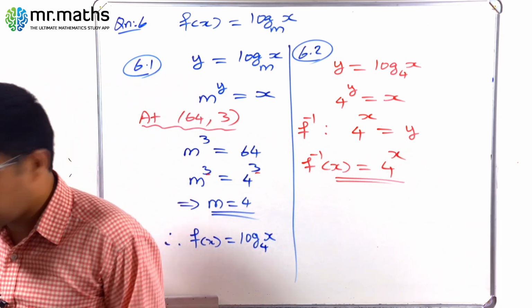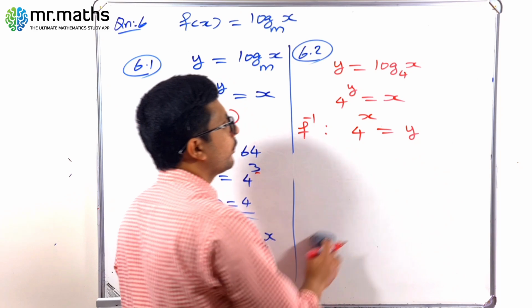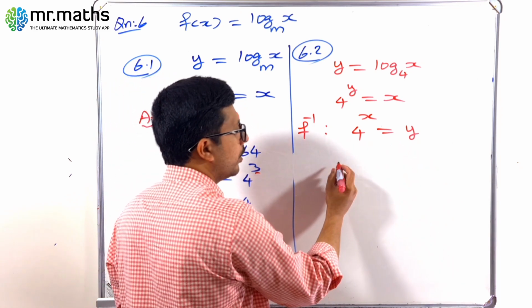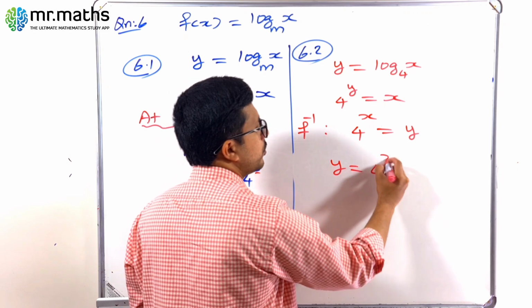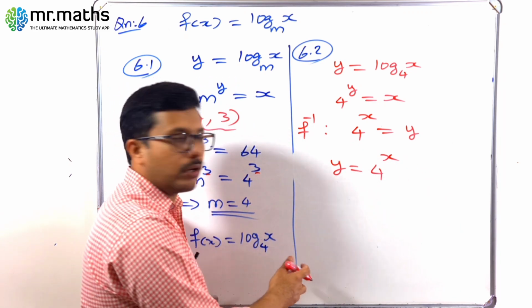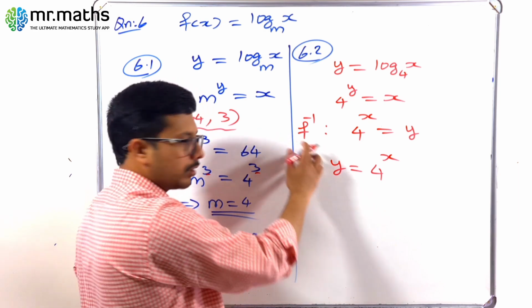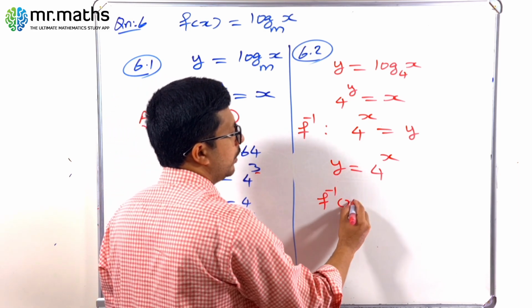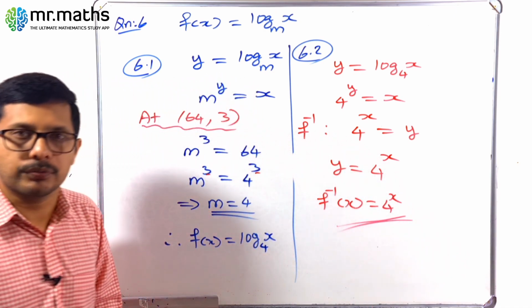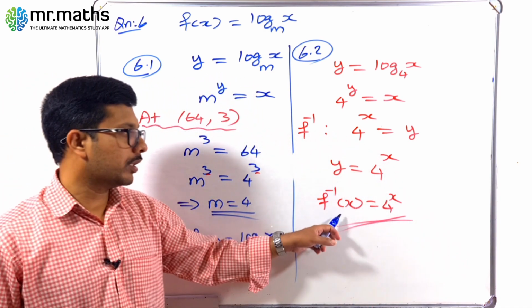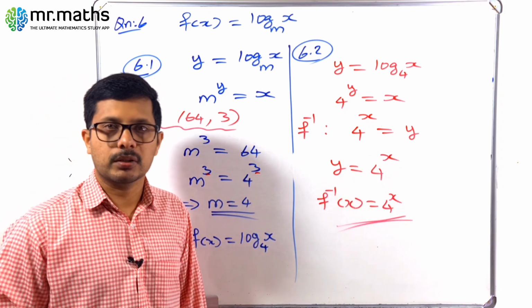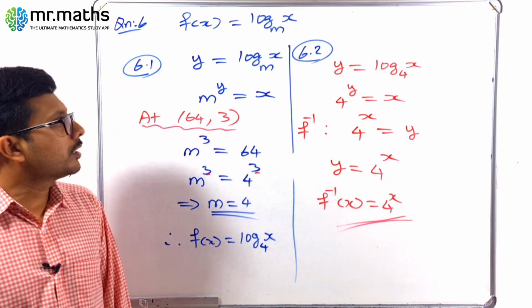Or just to avoid confusion, this is f inverse of x. What is that one? Y is equal to 4 raised to x. So y is f inverse. So f inverse of x is equal to 4 raised to x. The question is to find the equation of f inverse, that's why I just wrote it as f inverse. Otherwise it is fine like this, y is equal to 4 raised to x. That's the answer. So that is question number 6.2.